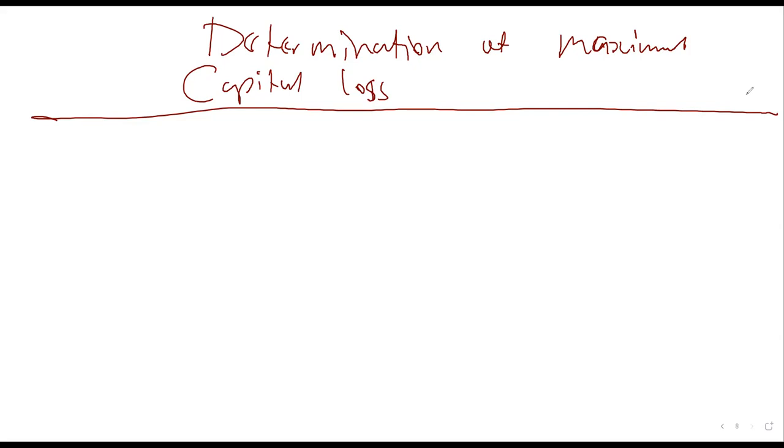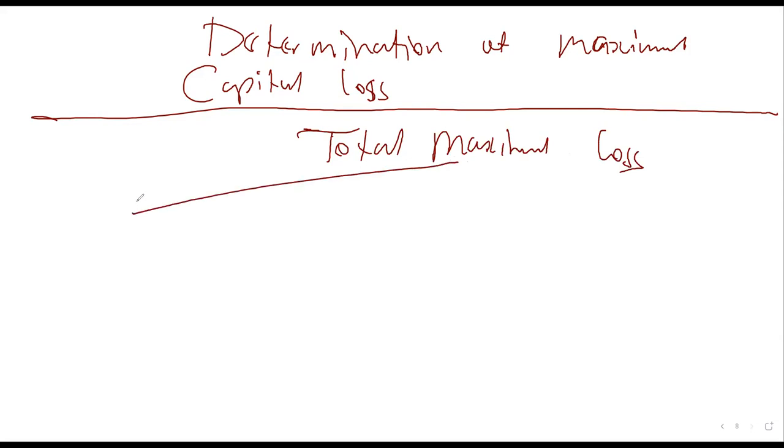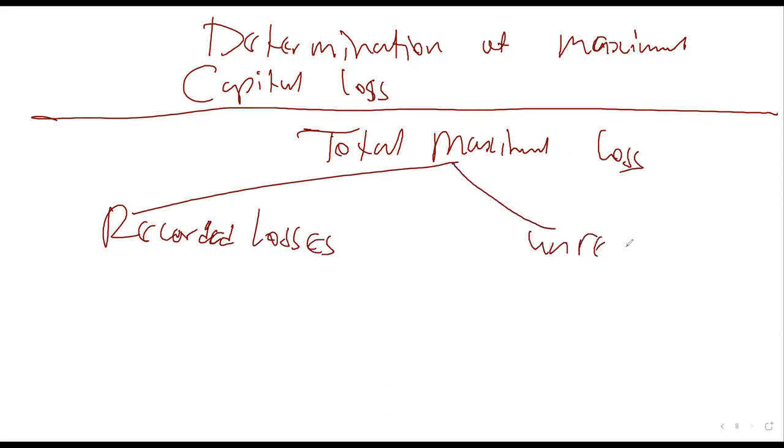So what is the total loss? Here, the format is very simple. So the total maximum loss can come from three areas. One, I have what you call recorded losses. Recorded losses on the balance sheets. And unrecorded losses, of course.